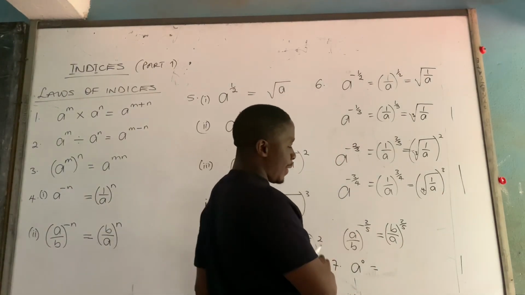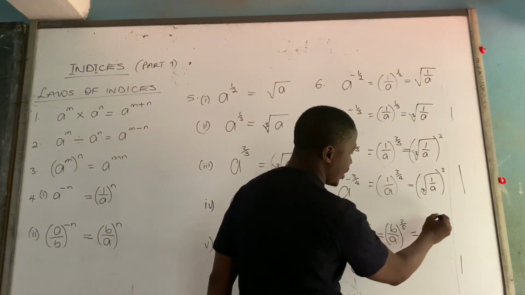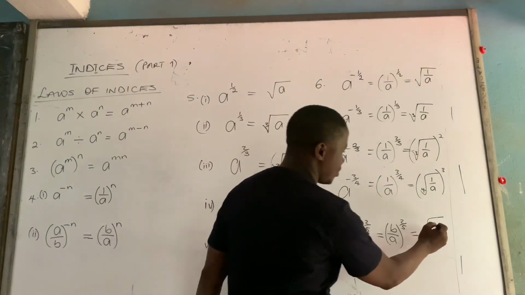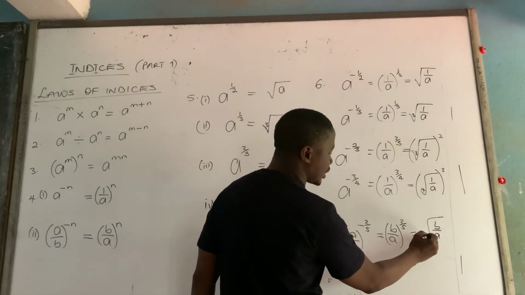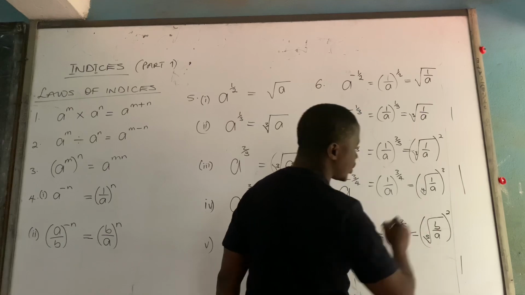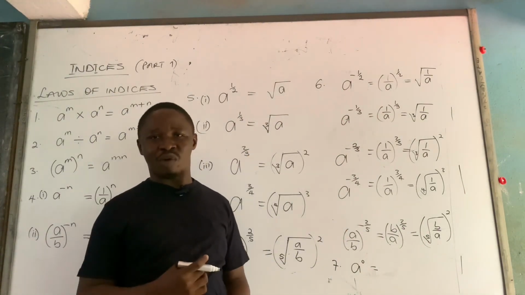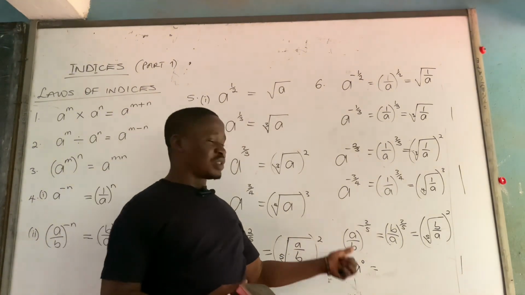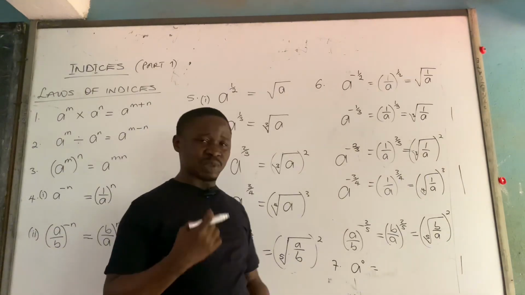Here again, the power is fractional, so we have a root. What do we write in the root? The base, b over a. The denominator is 5, written here. The numerator is 2, which is the power. So we are done with the negative fractional power law. Now, the last one here, 7, is the 0 power law, 0 index law, 0 exponent law.